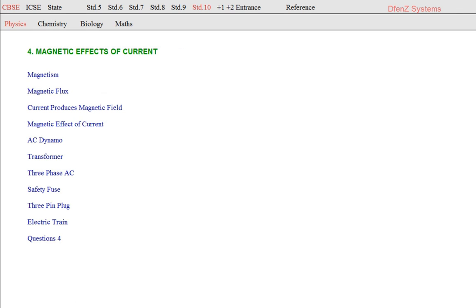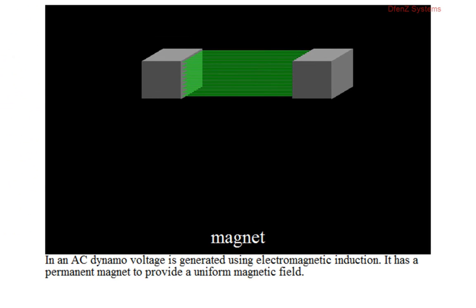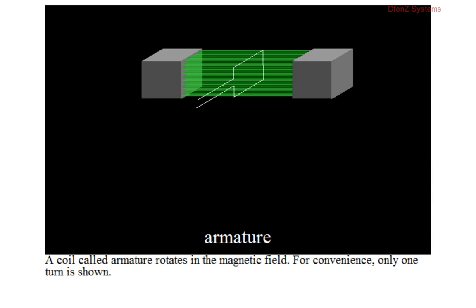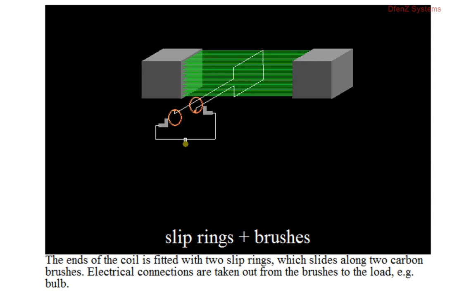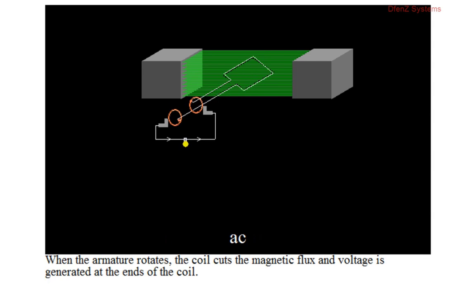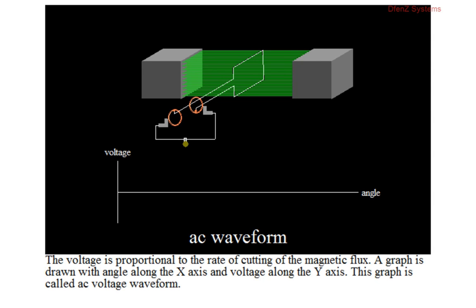Let's see AC dynamo. In AC dynamo, a uniform magnetic field is provided by a magnet. A coil called armature rotates in the magnetic field. Electric connections are taken out to the load using slip rings and graphite brushes. When the armature rotates, the coil cuts the magnetic field and voltage is induced across the load. The induced voltage varies with angle of rotation.